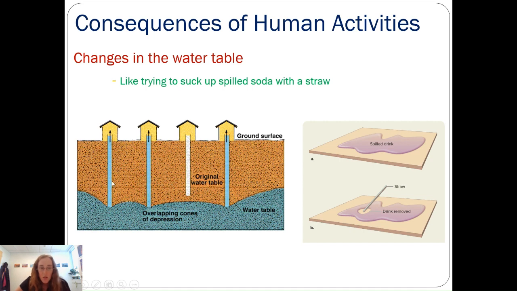That's the original water table. By taking water out of the ground, you produce this cone of depression. And what has happened to house number 3 here is that the water table has dropped below the bottom of their well. So their well has gone dry. So this is the issue with taking too much water out of the ground, and a consequence of human activity is that you can cause people to lose their water supply. And then what do you do if you don't have water in your house?